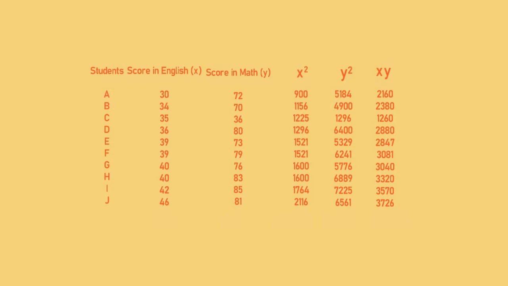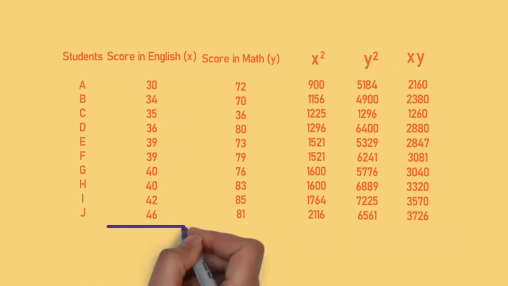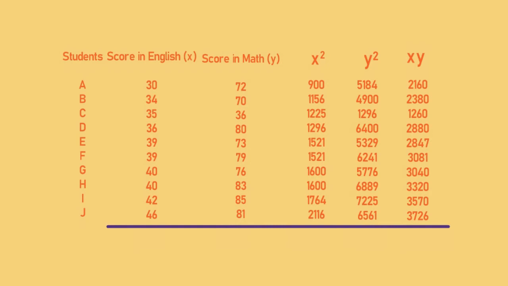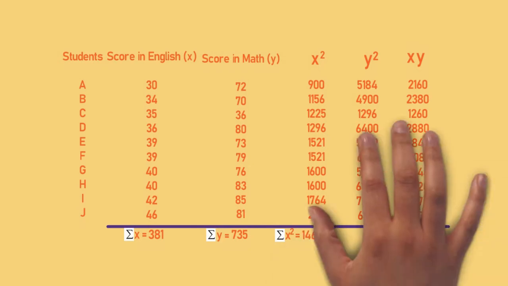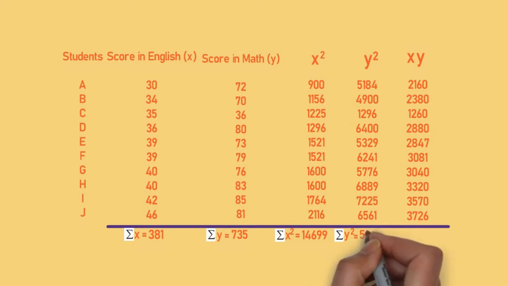Now we can take the summation of all things. Summation represents the plus symbol. Then we can calculate the totals. The score in English total, summation X, is 381, summation Y is 735, summation X square is 14,699, summation Y square is 55,801 and summation XY is 28,264. Now our table is ready.